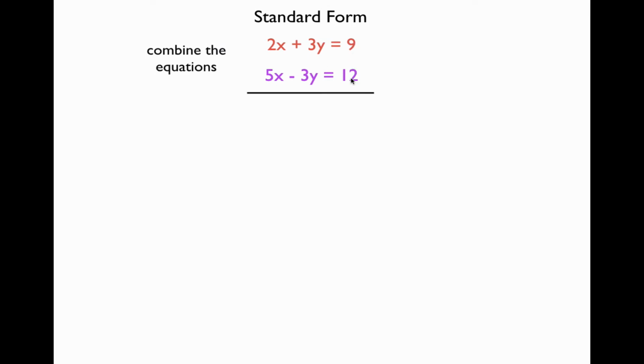9 and 12 make 21. 2x and 5x make 7x. But watch what happens here. 3y and negative 3y cancel each other out. So when we combine the two equations, what we end up doing is taking two equations with two variables and turning them into one equation with one variable, which is our goal. The method is called elimination because our goal is to eliminate one of the two variables.